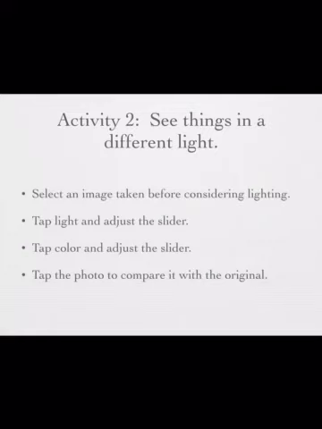Activity 2. See things in a different light. Select an image taken before considering lighting. Tap light, then adjust the slider. Tap color, then adjust the slider. Tap the photo and compare it with the original.